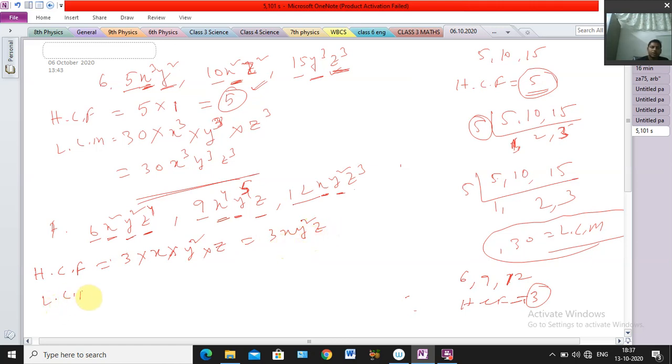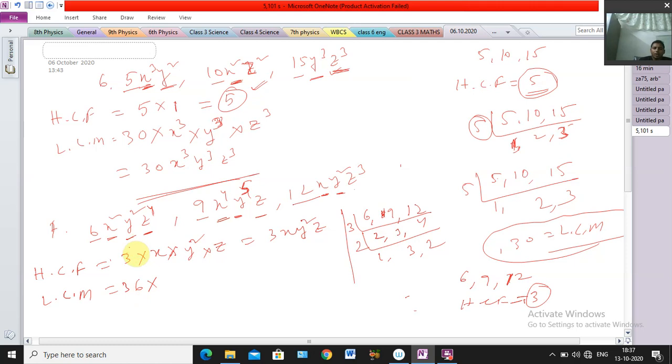Okay, next, what's our LCM? LCM of 6, 9 and 12. See here 3 times 2 is 6, 3 times 3 is 9, and 3 times 4 is 12. Again this one is divisible by 2: 2 times 1 is 2, 2 times 2 is 4. Clear? So 3 times 2 is 6, 6 times 3 is 18, 18 times 2 is 36. So the LCM will be 36. Clear? Understood everyone?